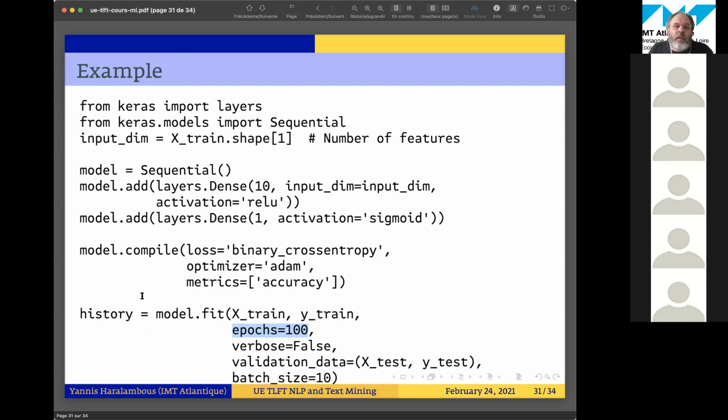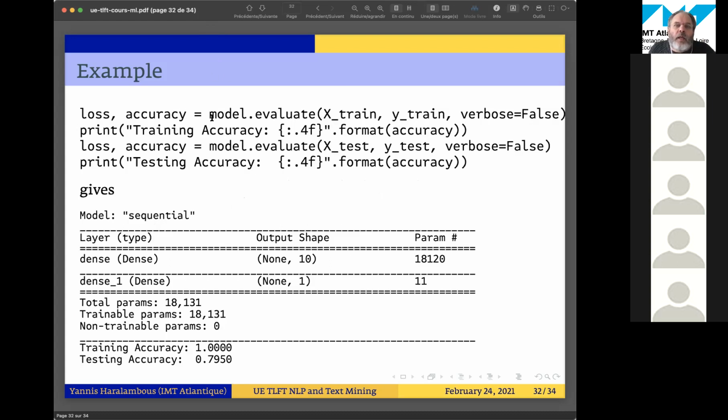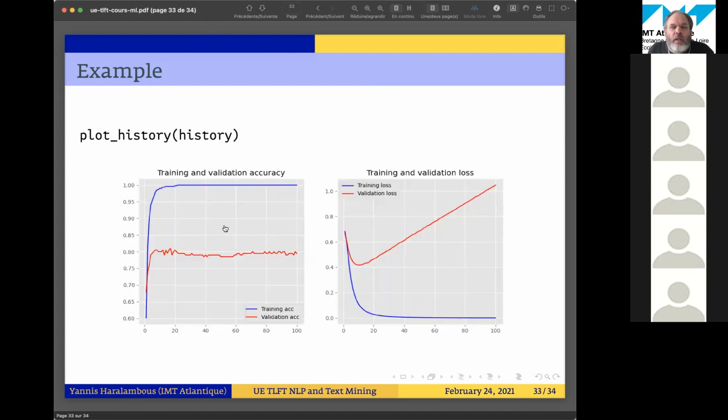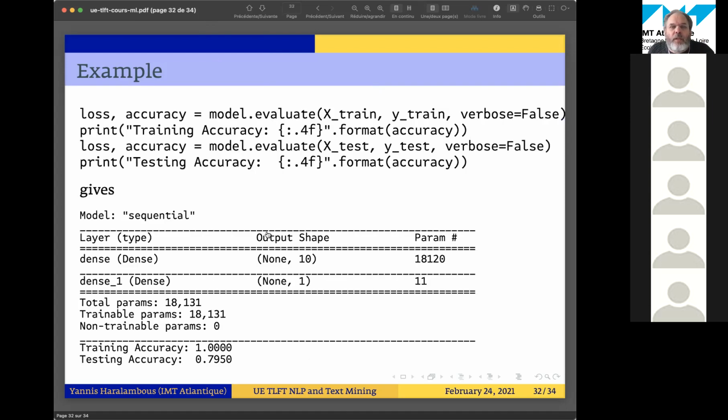And finally, the results of this fitting are kept in an object called history. So this model can be used to do predictions, but I can already study its evolution during training. And this history, I can display this history variable. We will see what it means.